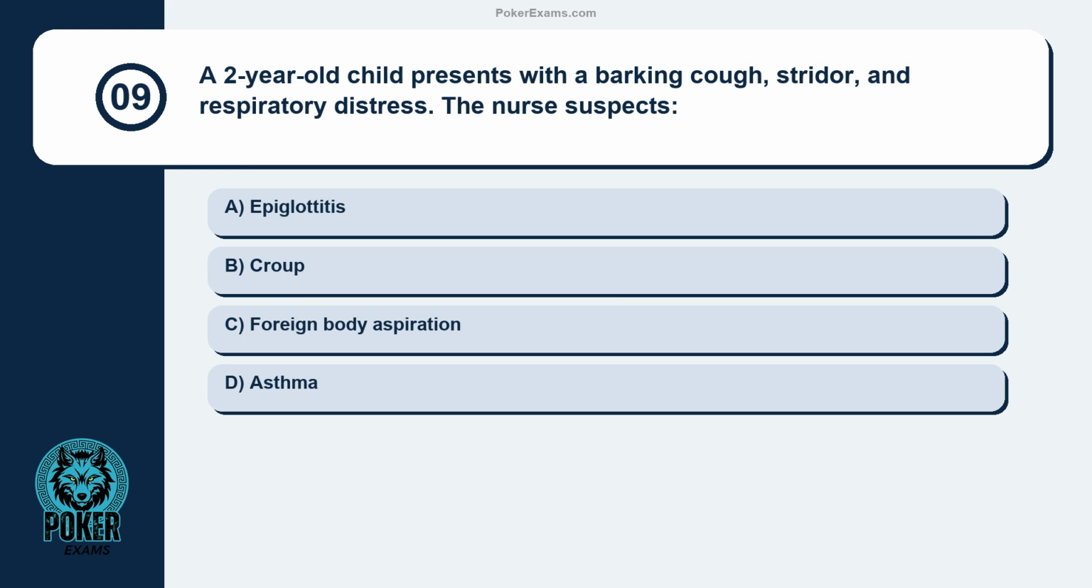Question 9. A 2-year-old child presents with a barking cough, stridor, and respiratory distress. The nurse suspects epiglottitis, croup, foreign body aspiration, asthma.